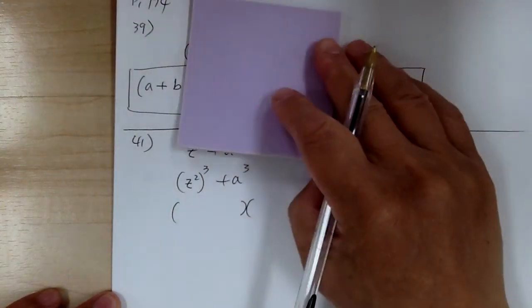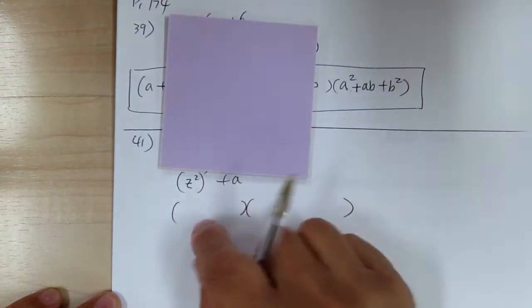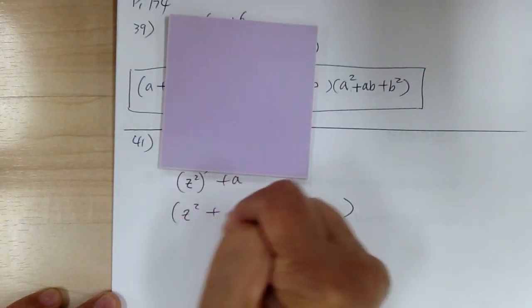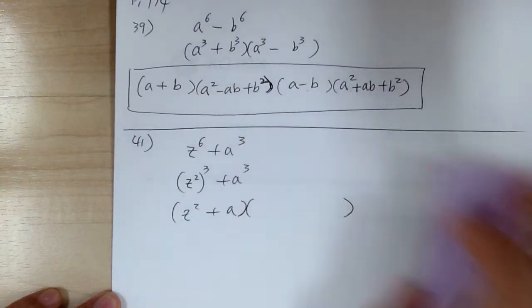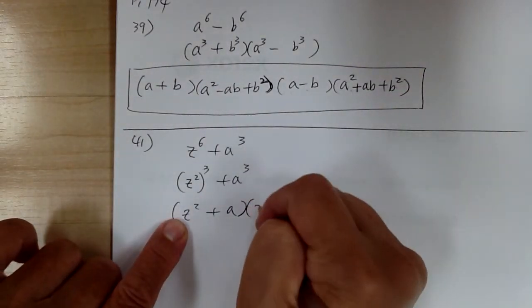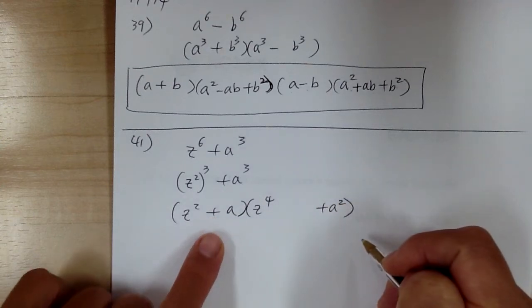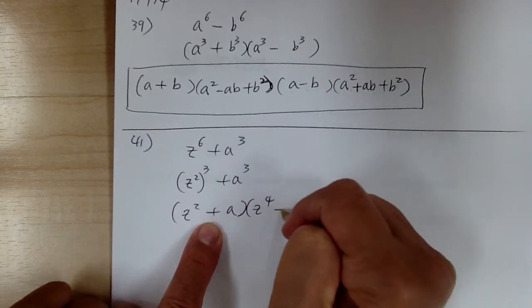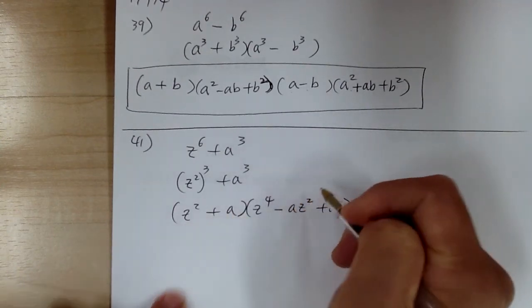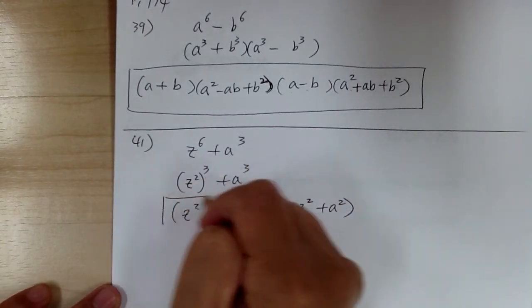Again, to factor the cube, you just get rid of the cube for the first term. So you're going to get z squared plus a. And to do the rest of them, you can just square this, you get z to the 4. Square this, you get plus a squared. The middle term will be just the opposite, so it would be minus a z squared. And that's it.